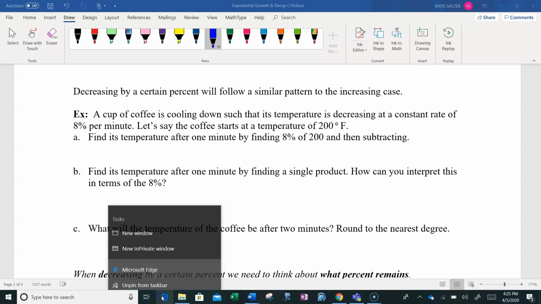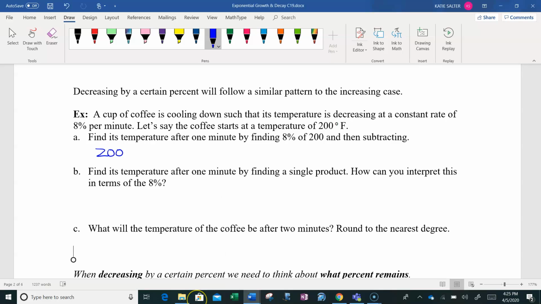So going back to what we did back in middle school, we would have said 200 minus 8% of 200. So we would have changed that to 0.08 times 200, because remember, you always take the percent and divide it by 100, or move the decimal 2 places to the left.